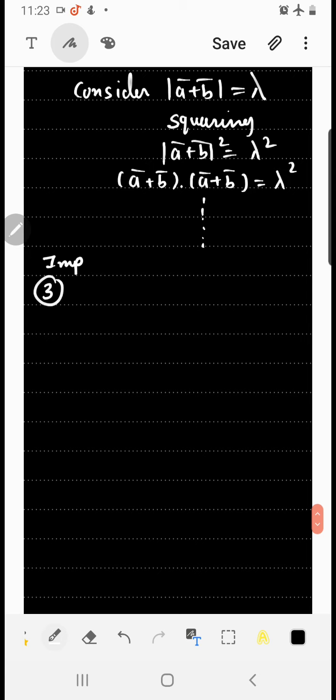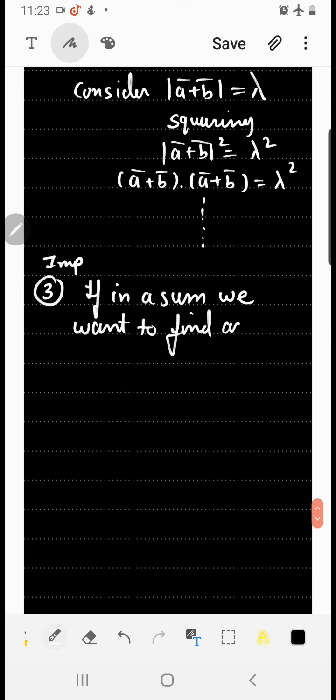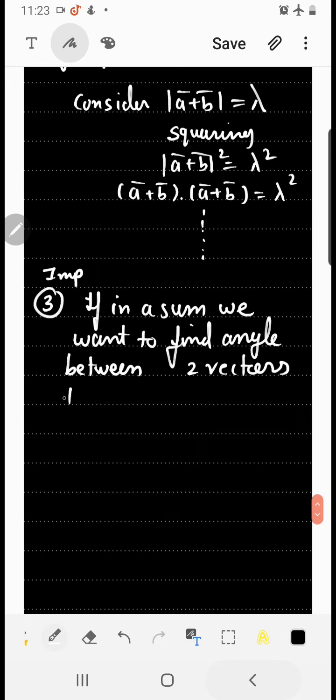Now let us say we want to find the angle between two vectors. So if in a sum we want to find the angle between two vectors, then always use the dot product.